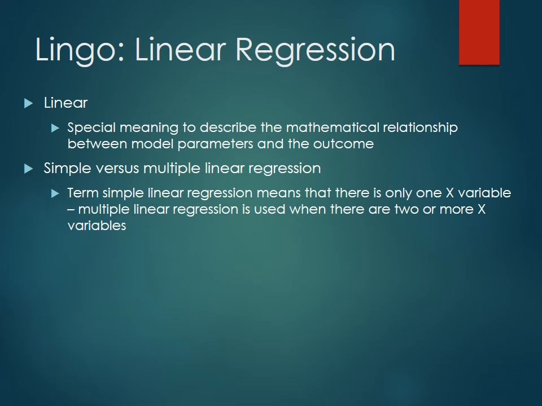Okay. So again, we're talking about linear. This is just a special meaning to describe the mathematical relationship between model parameters and the outcome. So again, our parameters were the change in the fatty acid content, with the outcome being change in the insulin sensitivity. And when we're talking about simple versus multiple linear regressions, simple just means there's one x variable, whereas with multiple linear regression, you can have two or more x variables. And we'll talk about one of those a little bit later on in this slide set.